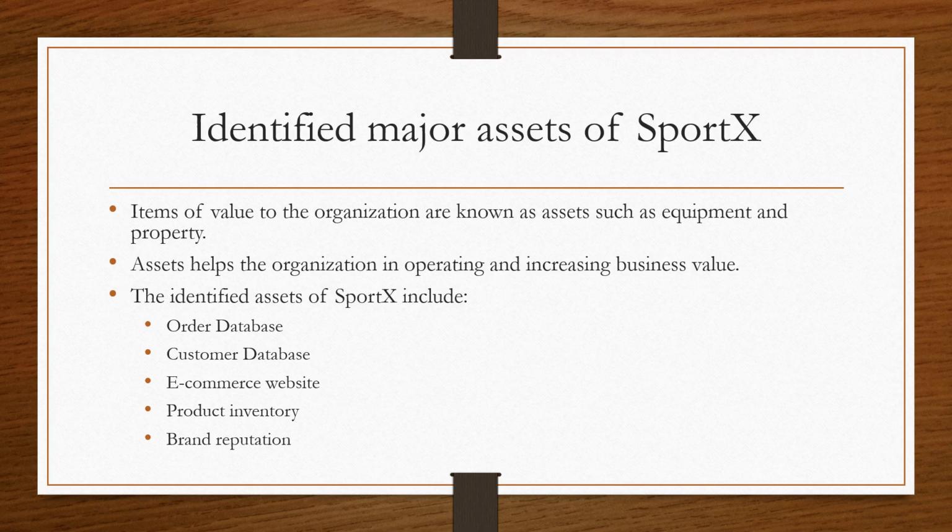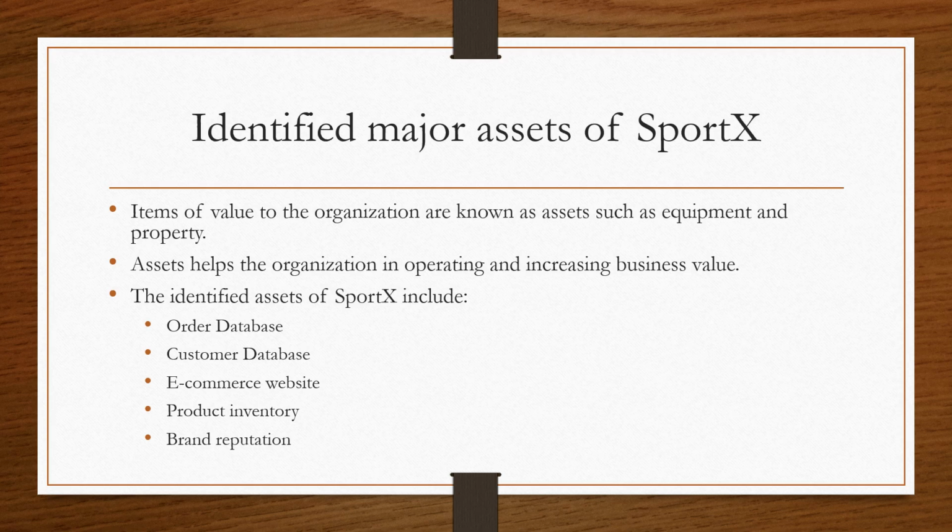The next slide is the identified major essentials of SportX. Essentials can be defined as items that have value to the organization, such as equipment and the property of operating. Company assets are important as they help the organization in increasing business value, generating revenue, and also operating the business. These are the major assets that have been identified below: the order database, customer database, e-commerce website, product inventory, and the last one is brand reputation.